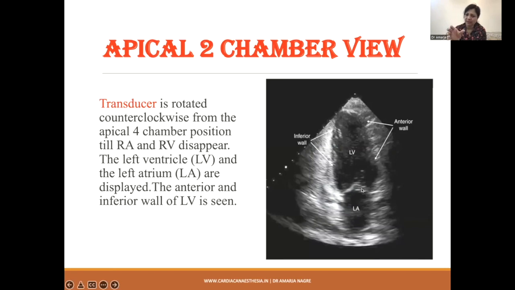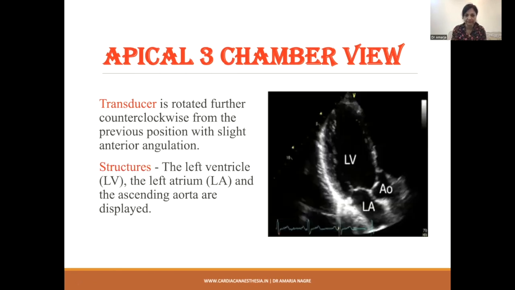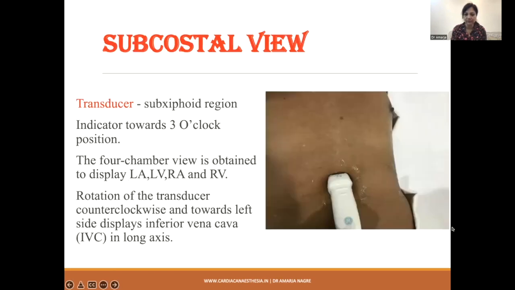Just from the same position, you rotate the probe counterclockwise, and you get these two chambers. The RA-RV disappear, and you get the LA, mitral valve and the LV only. And walls of the LV in this view are the anterior and the inferior wall of LV. So you get different views to assess all the walls of the LV in case of regional wall motion abnormalities. For the 3-chamber, again the LA, LV, and the aorta opens up.